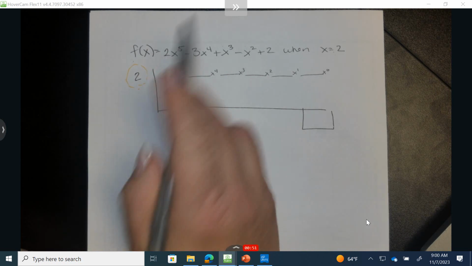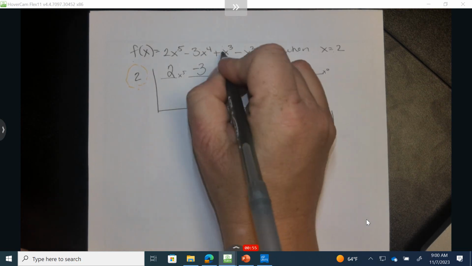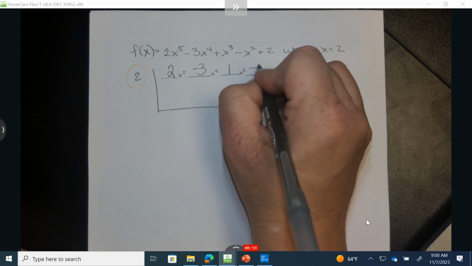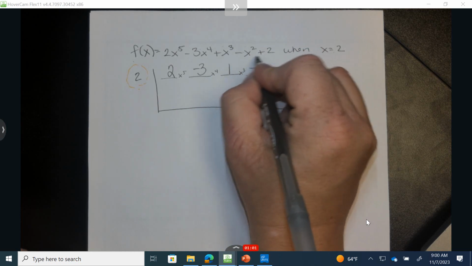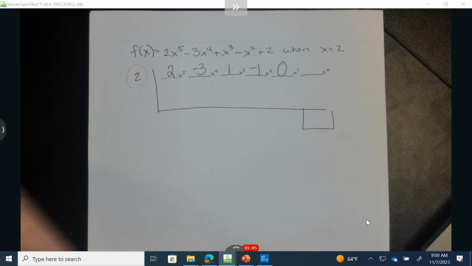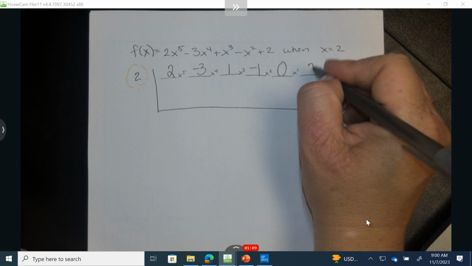In front of x to the 5th is a 2. In front of x to the 4th is a -3. In front of x to the 3rd is a 1. In front of x squared is a -1. There is no x to the 1st, so I represent that with a 0. It's not there. And the constant, which is the number with no x, is a 2.